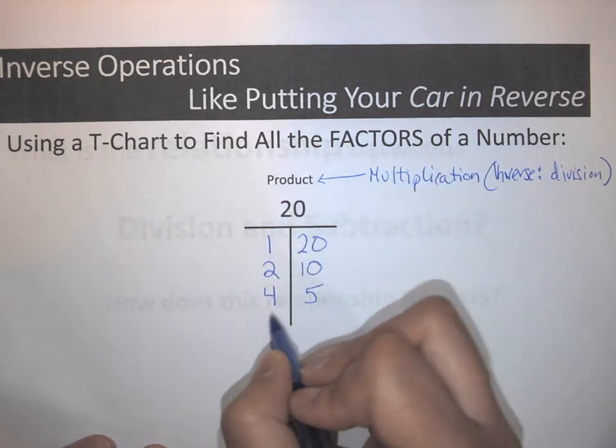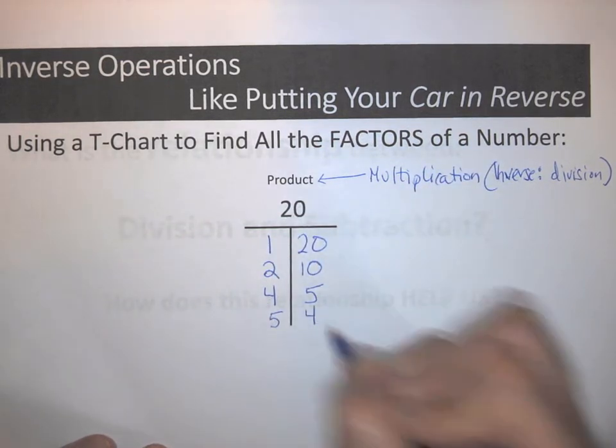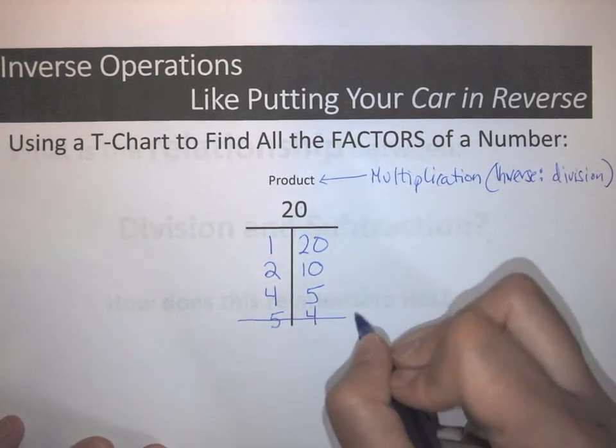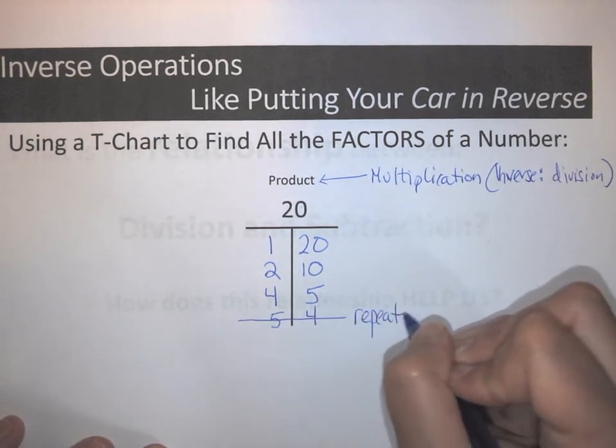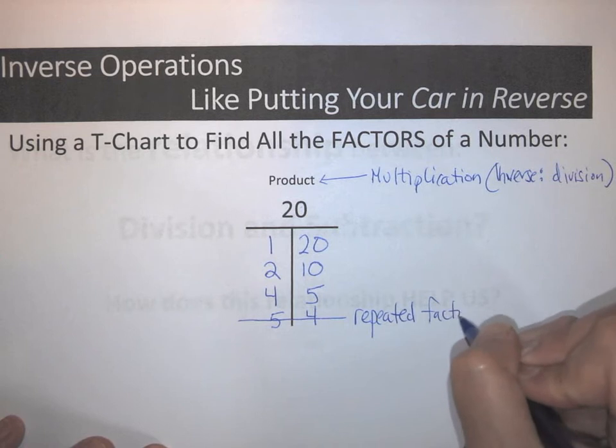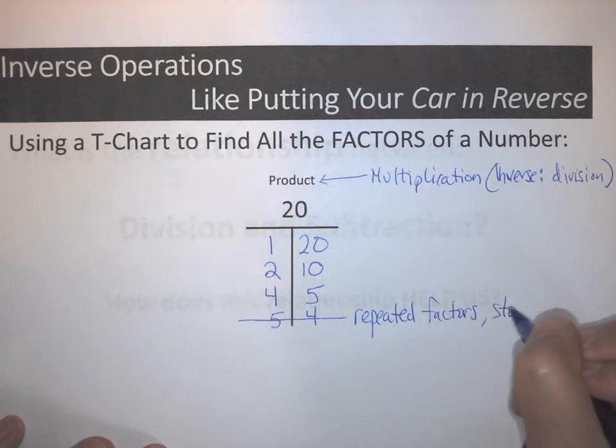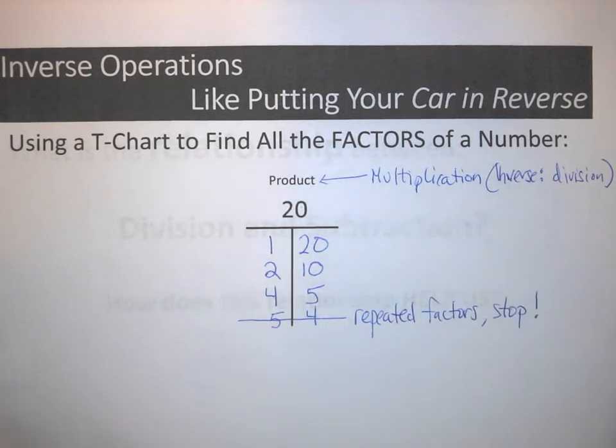And then the next one would be 5 times 4, but this is repeated. So we have repeated factors, which means we can stop. And we found all the whole number factors for the product of 20.